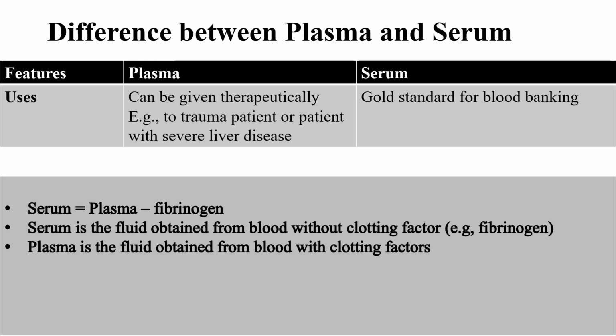So in short, or in summary, plasma is the fluid obtained from blood with clotting factors and the serum is the fluid obtained from blood without the clotting factor.